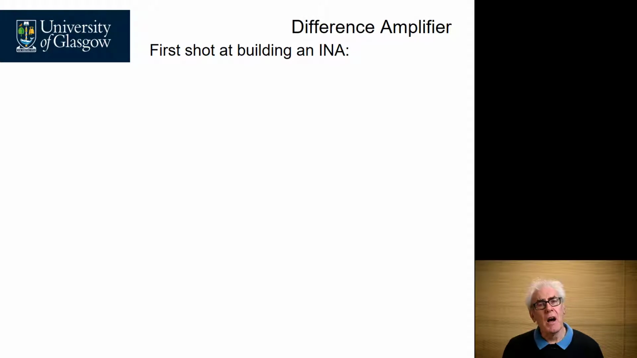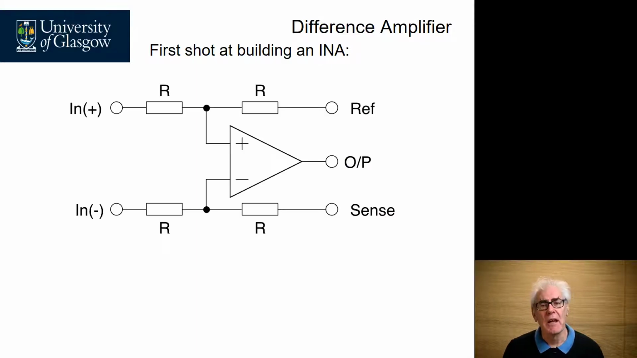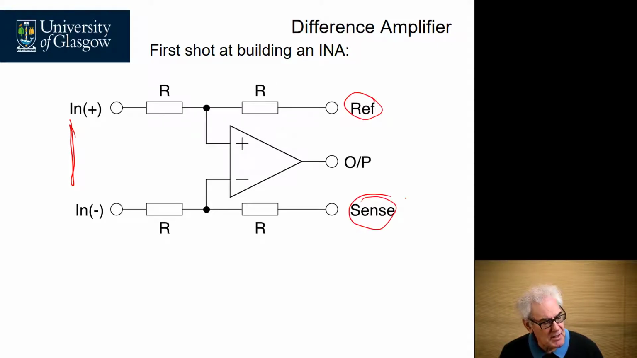The key to an instrumentation amplifier is based around a traditional difference amplifier. So let's take a first shot at building an instrumentation amplifier. Here we have our two differential inputs, and we have a reference input and a sense input, similar to what we had before, and the output at present is not connected anywhere. So let's look at how we define it.